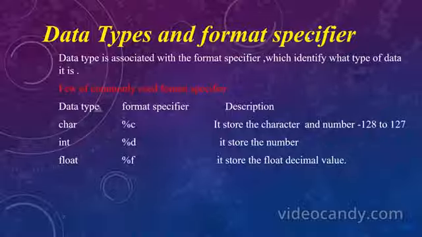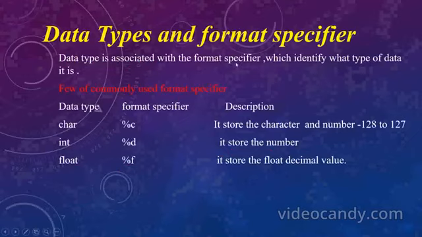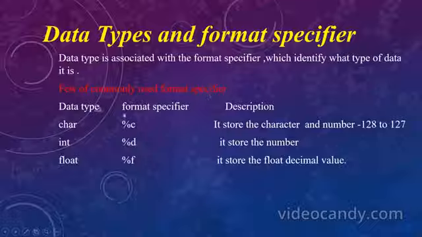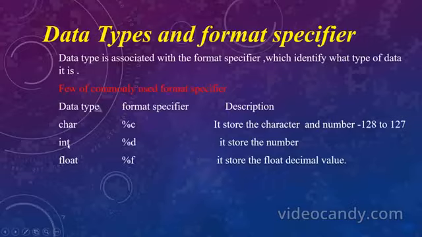Okay, so there are certain format specifiers. Let's understand what format specifiers are. A data type is associated with a format specifier which identifies what type of data it is. We will do programs to make it more clear. A few of the commonly used format specifiers are: if I am using the data type char, I need to use %c. If I am using int, I need to use %d. If I need to use float, I need to use %f.